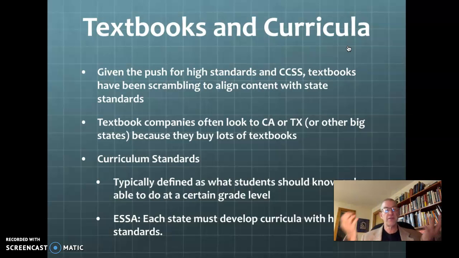Now, here's what the Every Student Succeeds Act in 2014 said. It said every state has to develop this curricula, and the curricula has to have high standards. And as an example, here's some high standards, the Common Core state standards. So yes, the states had to develop these curricula, and yes, they could use the Common Core state standards, and many adopted not to, but adopted standards that look really similar to these.